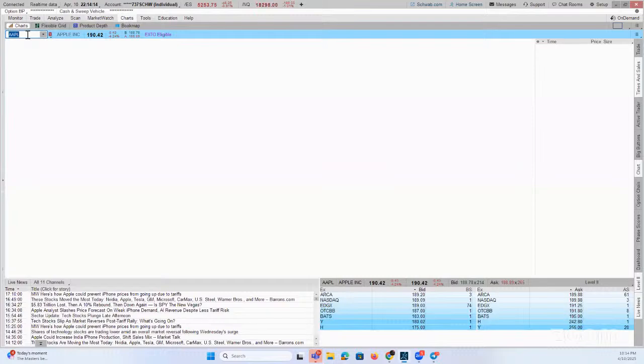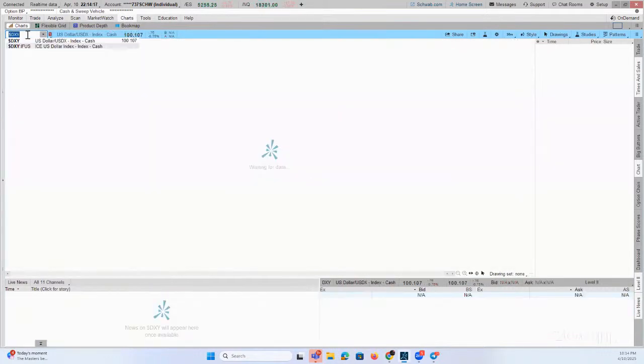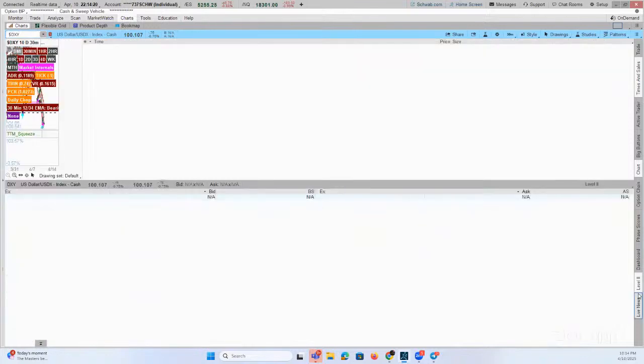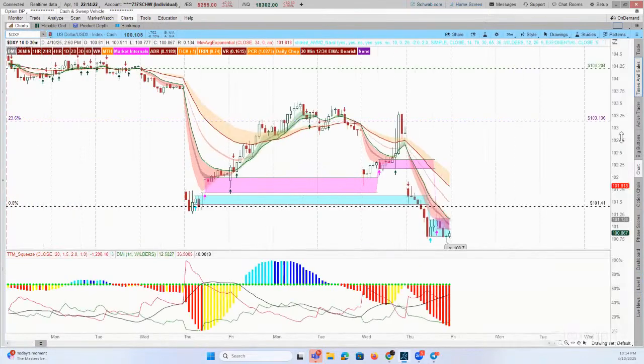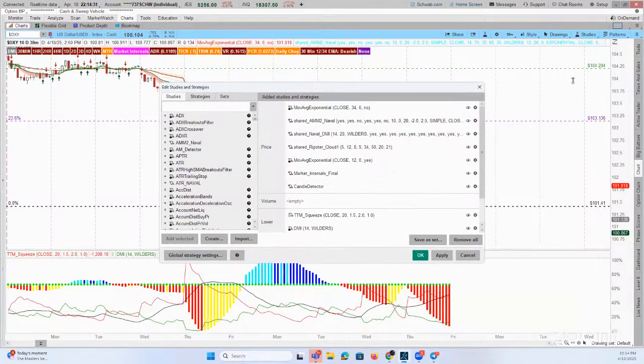Right now, this is the dollar index. I'm going to remove this and this from it. Let me just check on my studies.